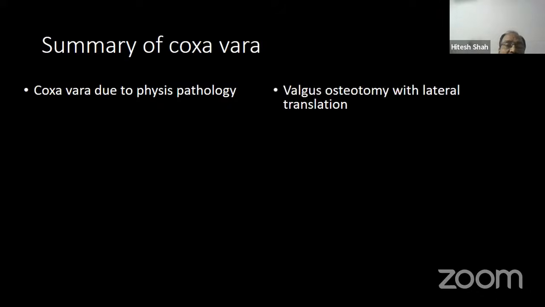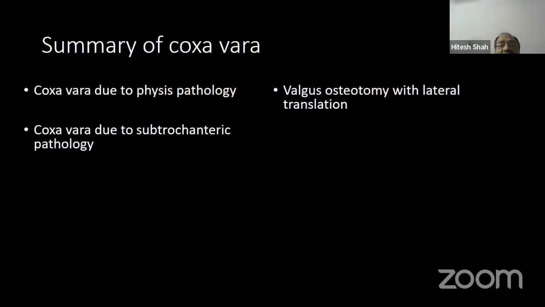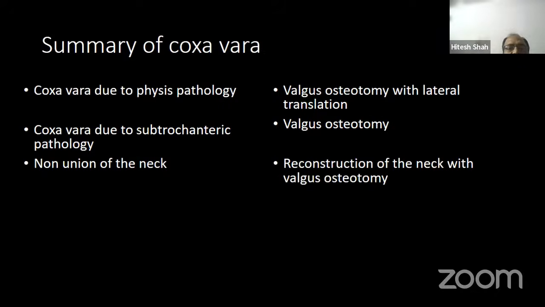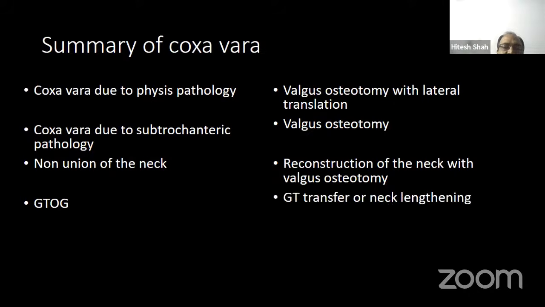In summary of Coxa Vara, most of the cases may be due to physis pathology. It's very common in developmental Coxa Vara. Whenever there is only Coxa Vara, you can do a valgus osteotomy with lateral translation. When it is Coxa Vara due to subtrochanteric pathology, you can do a subtrochanteric valgus osteotomy. If there is a non-union of the femoral neck, you can do reconstruction of the neck with valgus osteotomy. Whenever there is greater trochanteric overgrowth, we can do GT transfer or neck lengthening, as I said, relative or true neck lengthening, or plain GT transfer.